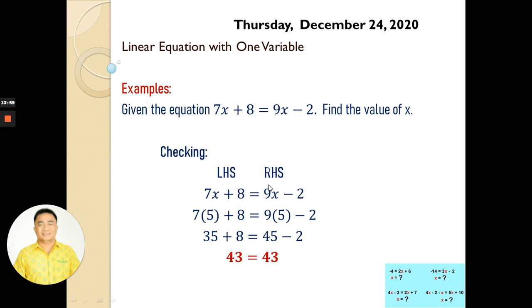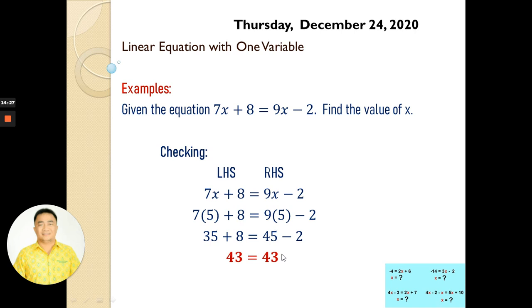Did you understand it? So this is one way of checking whether your variable is really correct. You can substitute the value of the variable and proceed. Do not transpose. Just do this expression. So you multiply and get the answer for this. And on the other hand, for the right side, do the same. You multiply, you subtract, and get the answer. And if the answers are equal, then your value of the variable is correct. Okay? Did you understand it?